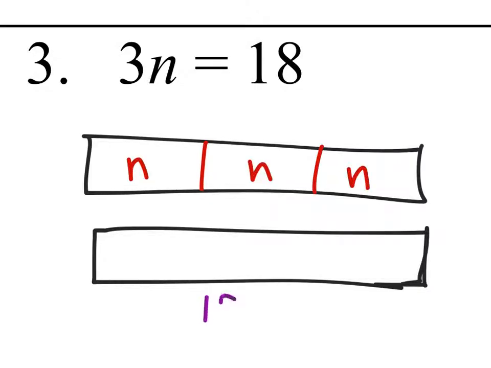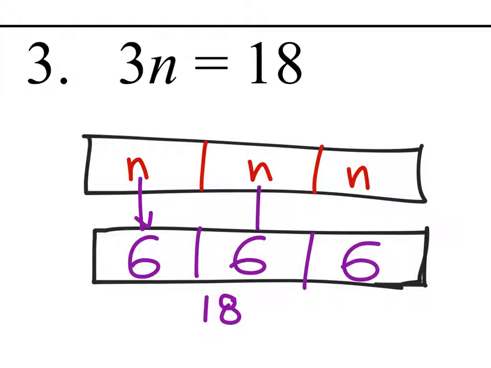Now this other bar represented 18, right? But we're going to split it up into 3 parts so we can know how much just one of the n's is. So what operation would that be? Hold on, I'll get to you in a second. Each of these would be represented by 6, right? So this n is a 6, this n is a 6, and this one too. So n in this case is equal to 6.